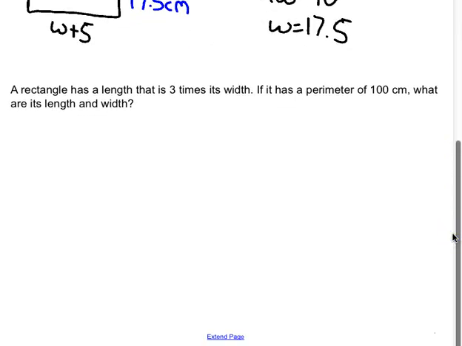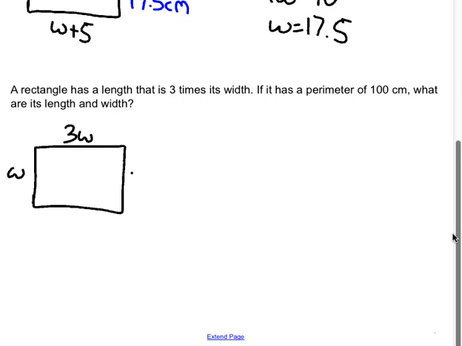So here, a rectangle has a length that is 3 times its width. If it has a perimeter of 100 centimeters, what are its length and width? So again, we're talking about a rectangle here. The length is 3 times its width. So again, the thing that I know absolutely nothing about is the width. So I'm going to use that as my variable. All right, so I'm going to call it W. Again, it just makes sense because it's the width. And the length is 3 times that. So to be 3 times the width means the length is going to be 3W.